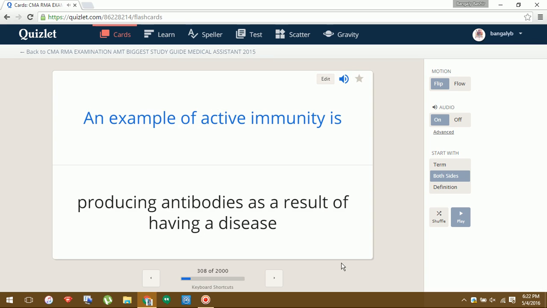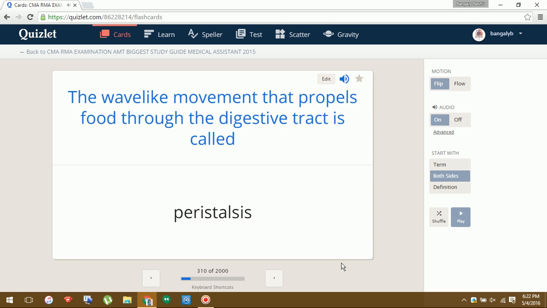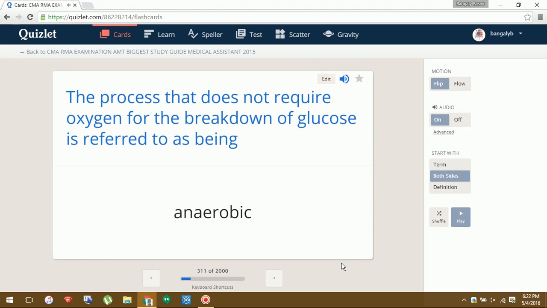An example of active immunity is producing antibodies as a result of having a disease. The structure in the body, also known as the voice box, is the larynx. The wave-like movement that propels food through the digestive tract is called peristalsis. The process that does not require oxygen for the breakdown of glucose is referred to as being anaerobic.